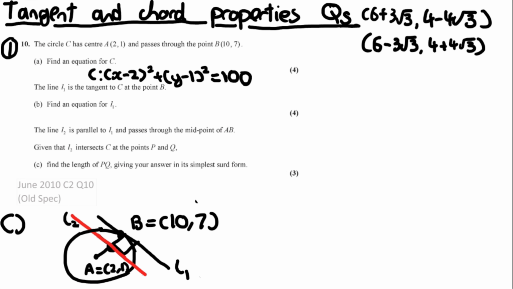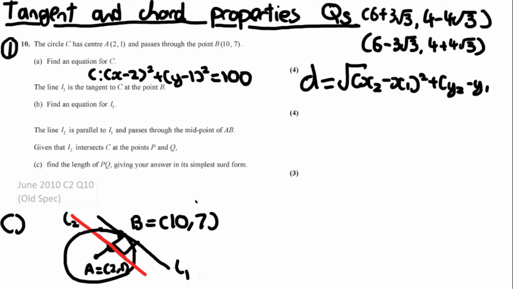Okay, so now we have the points P and Q. We can find the distance PQ by using the distance formula, which is equal to the square root of (x2 minus x1) squared plus (y2 minus y1) squared, and all of that square rooted. So we can do this. This is quite a long one, so be careful with this.